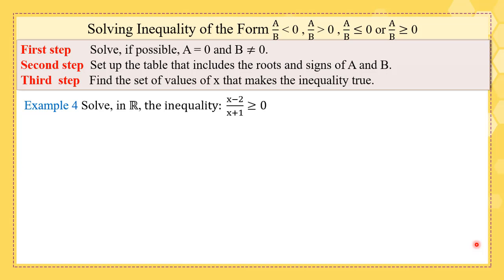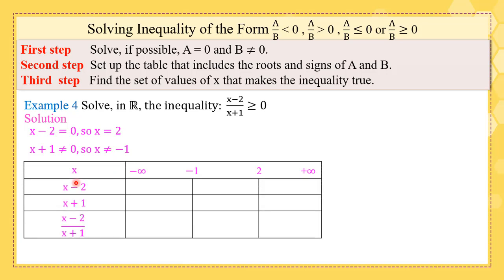Example. Solve in R the inequality x minus 2 over x plus 1 greater than or equal to 0. The first step, x minus 2 equal to 0, so x equal to 2. x plus 1 different from 0, so x is different from minus 1. The second step, we set up the table of signs. x from minus infinity to plus infinity. The roots are minus 1 and 2, minus 1 is less than 2. The first binomial, the second binomial, and the quotient x minus 2 over x plus 1.